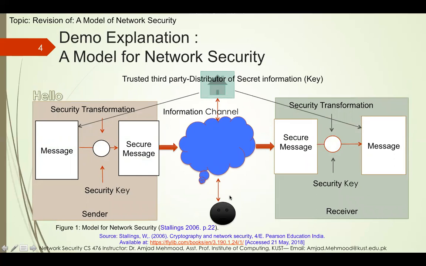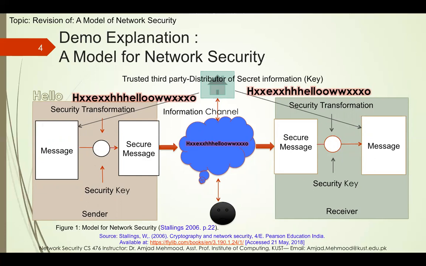This was the demonstration I have shown you. In this demonstration, you can see the sender wants to say hello to the receiver. So the sender applies the security transformation and the security key, which is provided by a third party, and converts this plain text to ciphertext. Then this ciphertext travels over the network and reaches the receiver, where the receiver applies the same security transformation and security key to convert it back to the plain text. In case that message is accessed by the intruder, he will not get the meaning of that, and he cannot do any harm to the system, and hence your confidentiality and integrity will be maintained.